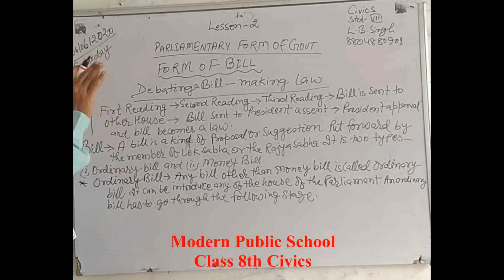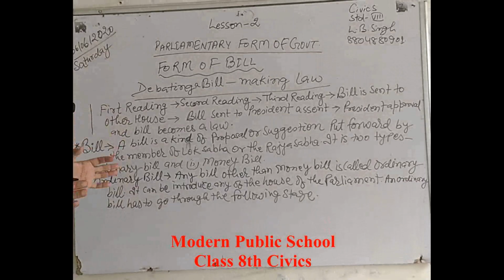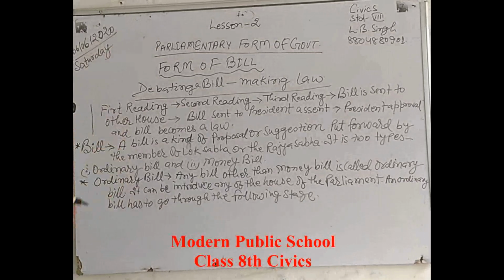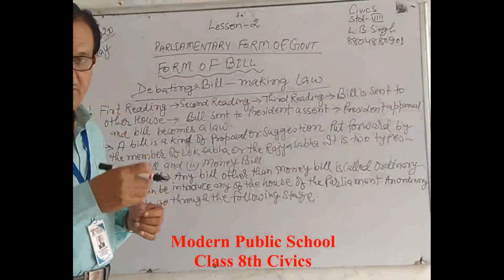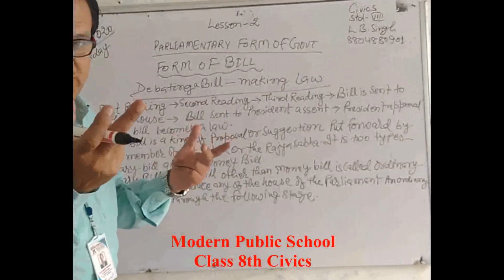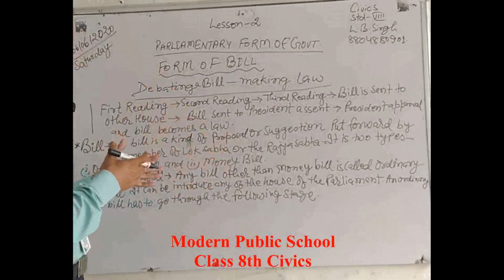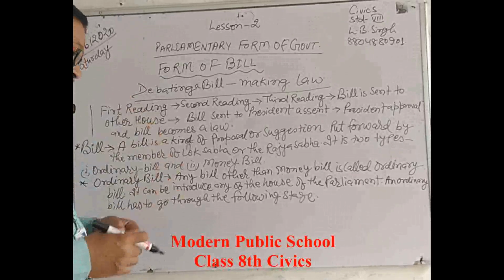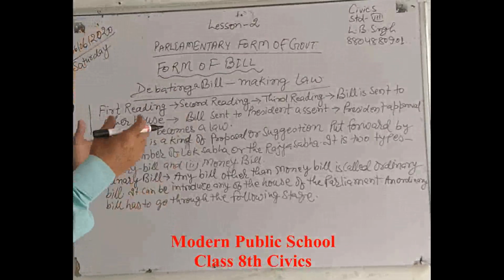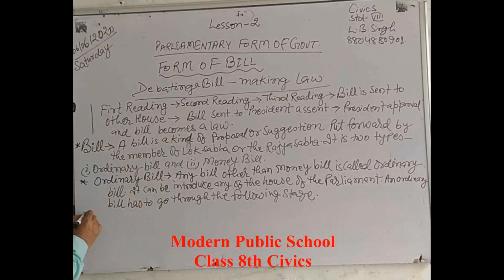Okay, so I have told you regarding the ordinary bill. An ordinary bill is put up before the house, which means two houses, Lok Sabha and Rajya Sabha. First it is produced in front of the Lok Sabha, after that Rajya Sabha. So for that, what are the stages? First one is the first reading.